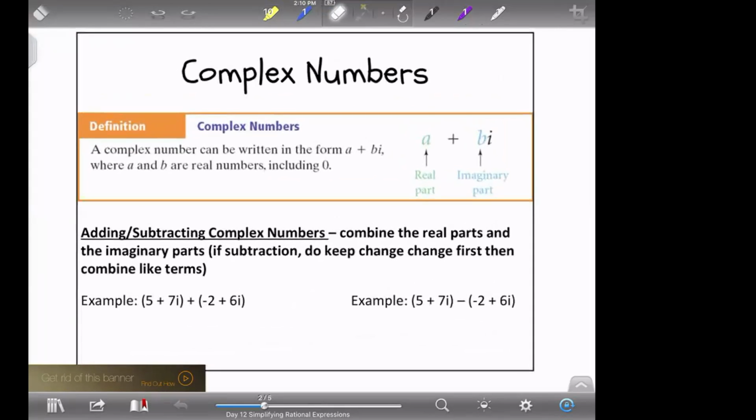So today we're going to focus on complex numbers. Anything that's considered a complex number can be written in the form a plus bi. A and b are going to be real numbers. They could include 0. And then when you write them, you always write the real part first. So the real is going to be just some regular number. It could be a fraction, decimal. It could be 0. And then the imaginary part is going to have the letter i with it that represents an imaginary number.